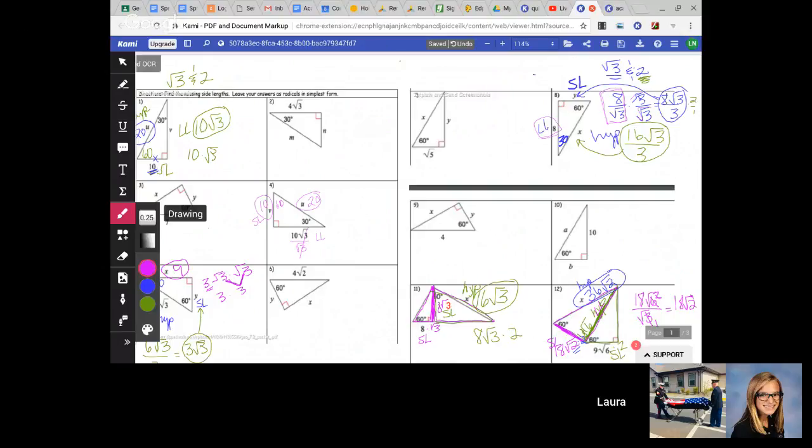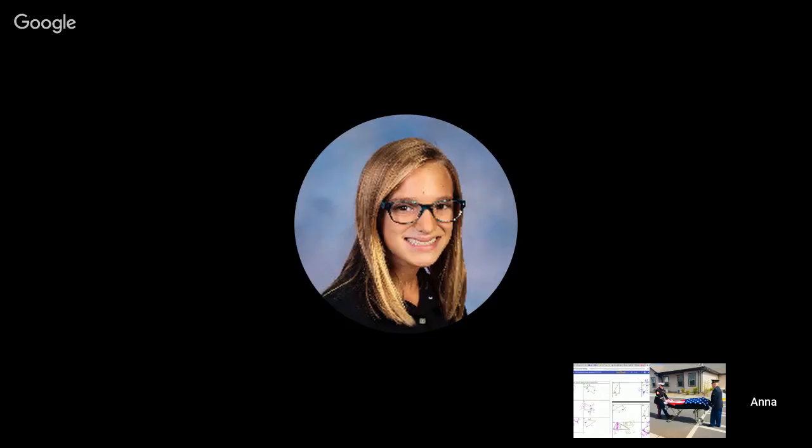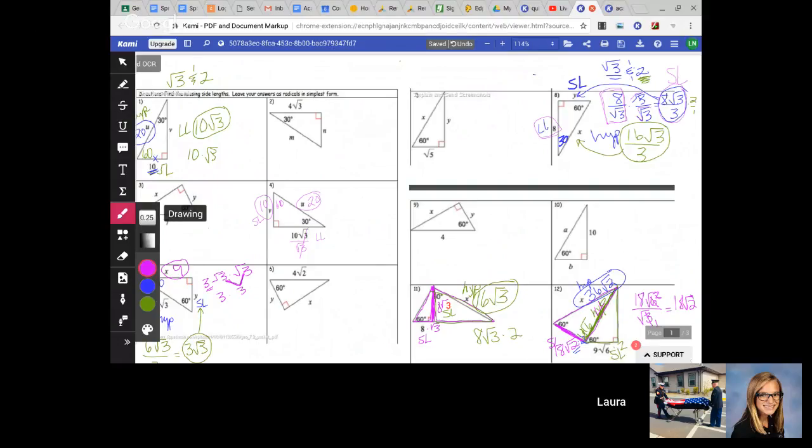Yes. So that's y. That's the short leg. The 8 root 3 over 3 is just the final answer. Correct. And then to get your hypotenuse, your magic number is 2. So you take the short leg, 8 root 3 over 3, and multiply by 2. We did 2 over 1, just to remember what happens in the denominator. And so if you do that, you get 16 root 3 over 3. Okay. Thank you. You're welcome.